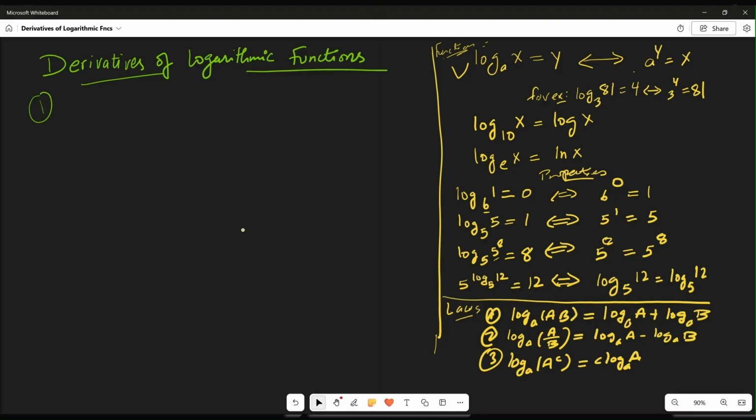First, we have the derivative of log with base b of x, which is equal to 1 over x times natural log b. And then second, we have that the derivative of natural log x is equal to 1 over x.